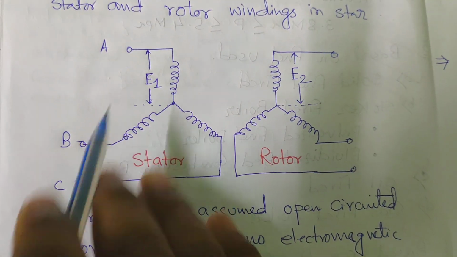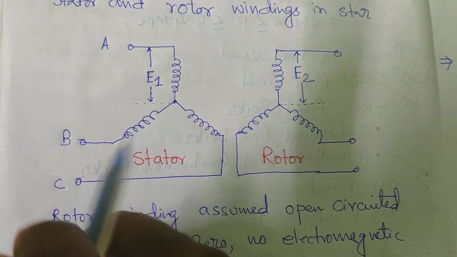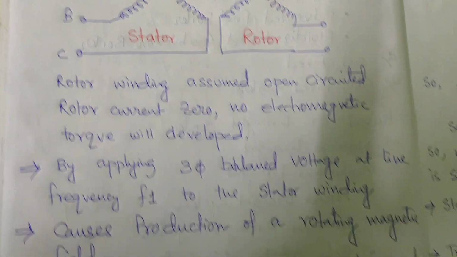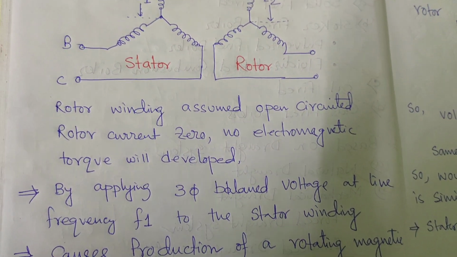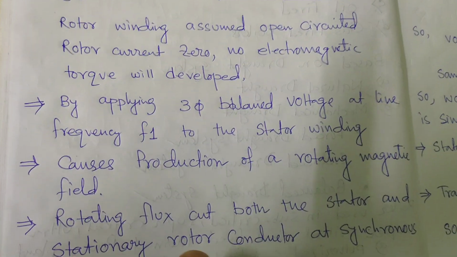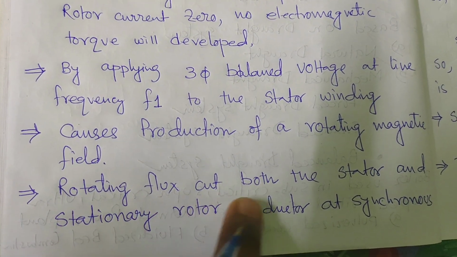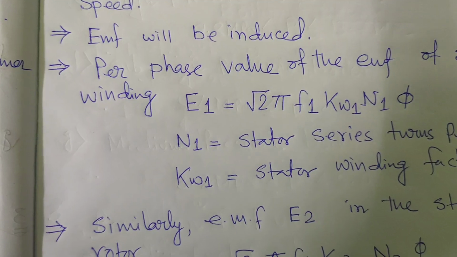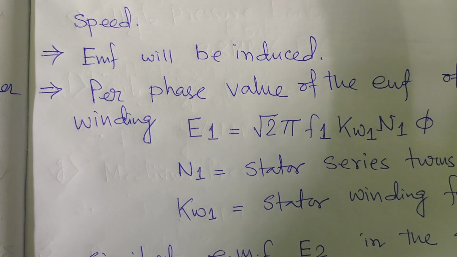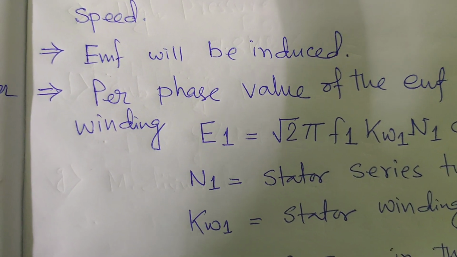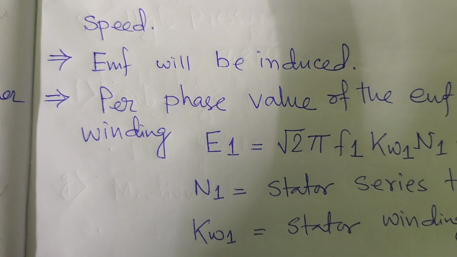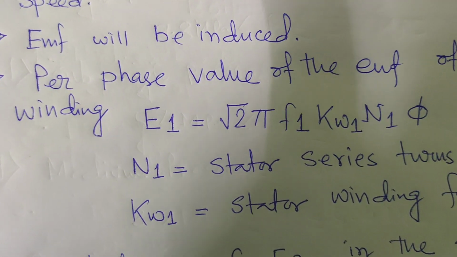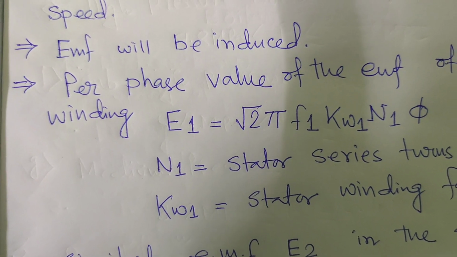Okay, we apply the three-phase supply to the stator, and this three-phase supply produces the electromagnetic field. This field produces the flux, and the rotating flux cuts both the stator and the stationary rotor conductors. So if they are cut by the stator and rotor conductors, the EMF will be induced. As per the formula, the stator will produce an EMF and the rotor will also produce an EMF.